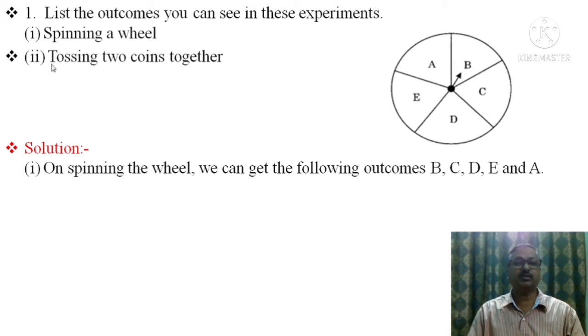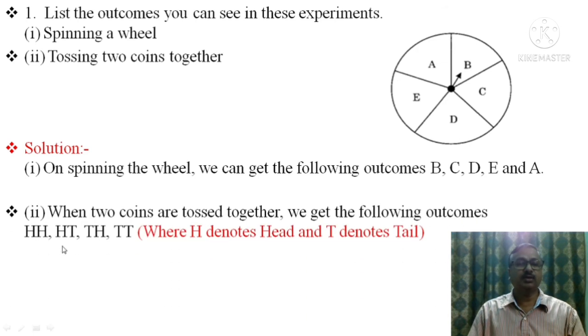Now the next part is tossing two coins together. If we toss two coins together, what are the outcomes? If we toss one coin, we will get only either head or tail. But if we toss two coins together, these are the total outcomes. When two coins are tossed together, we get the following outcomes. This first one is HH, H stands for head, then HT, TH, and TT, both tails. First one tail, second one head; first one head, second one tail; both head. So these are the 4 total outcomes when we toss two coins together. These are the total outcomes. This is also known as the sample space.